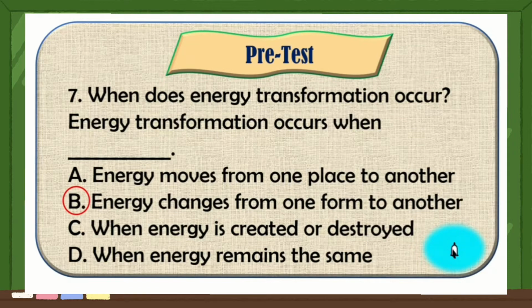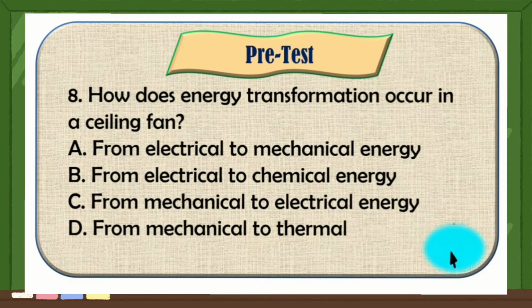Next question, question number 8. How does energy transformation occur in a ceiling fan? A, from electrical to mechanical energy. B, from electrical to chemical energy. C, from mechanical to electrical energy. D, from mechanical to thermal energy? The correct answer is letter A, from electrical to mechanical energy.